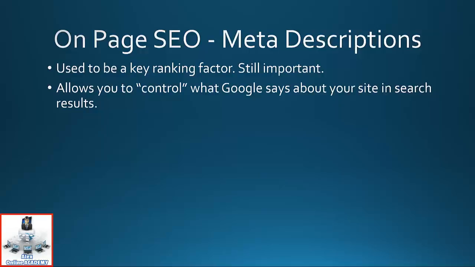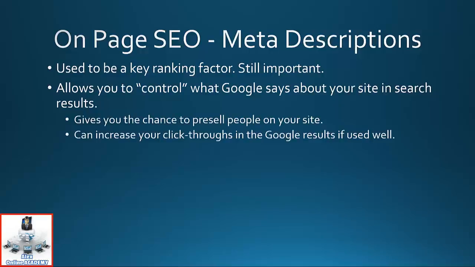So not only should you have a catchy title tag that incorporates your keyword and maybe a reason they should visit your site, because as you're getting impressions, you also want click-throughs. It's no good if you have all the impressions in the world, like you show up in the first three, but people are like, I don't want to click on this site. This allows you to control what Google says about your site in search results. Otherwise, they're just going to pull from the first paragraph on your site, or maybe another part of your site. It gives you the chance to pre-sell people on why they should click your link, and it can increase your click-throughs in Google search if used properly.